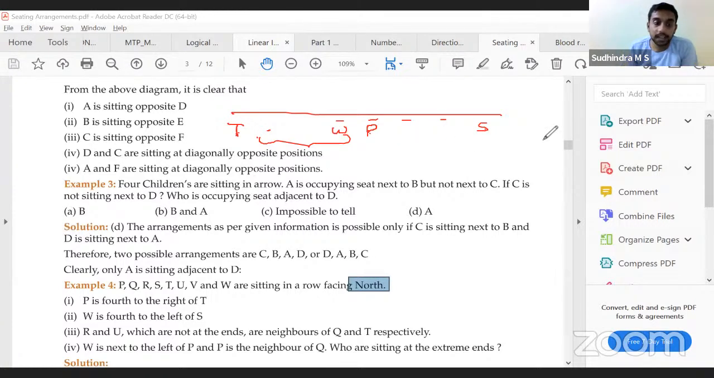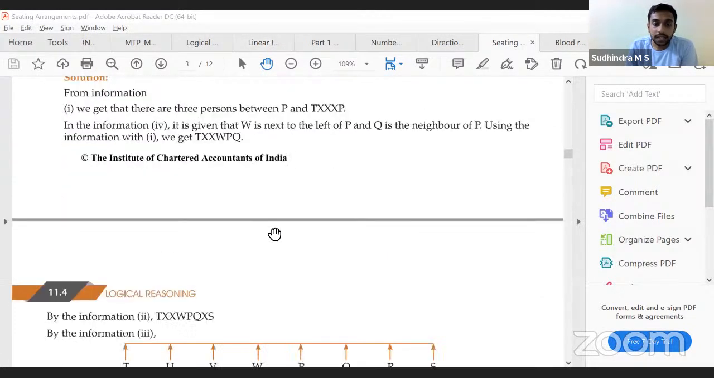Yes, sir. Correct. Then R and U are not at the ends, but they are neighbors of Q and T respectively. So R is the neighbor of Q, U is the neighbor of T. So obviously U will sit here, neighbor of T. W is next to P is done. P is the neighbor of Q. So Q will sit here. And R is the neighbor of Q, so R will sit here. We are left with V. So who are sitting at the extreme ends? T and S. T and S are sitting at the extreme ends.